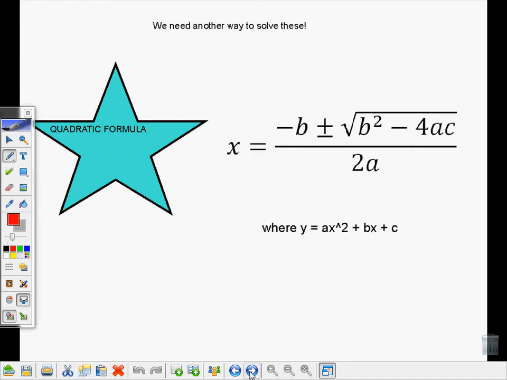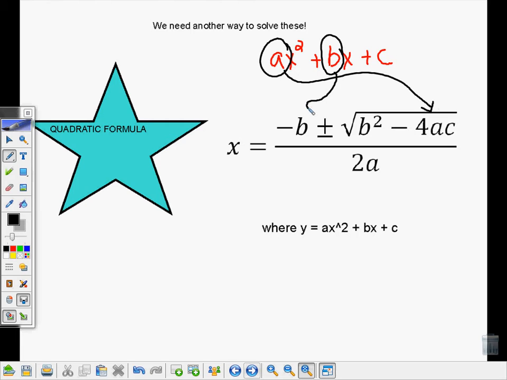We have to remember that our standard quadratic is written as ax squared plus bx plus c, okay? So, this front number would be where you plug in a. This number b is going to be where you plug in b, and then same for c. Okay, so you're just going to take those numbers and plug them into that equation and then solve.